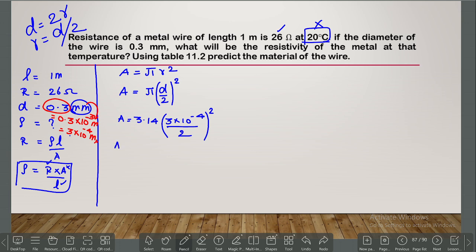So now A is equal to 3.14 into 3 the whole square, 9 into 10 to the power of minus 4 the whole square, 10 to the power of minus 8, by 2 squared. Here only most of the students will make a mistake. They will be just writing 2 as it is, but we need to take this square. 2 the whole square will become 4. Now simplify the numerator part alone.